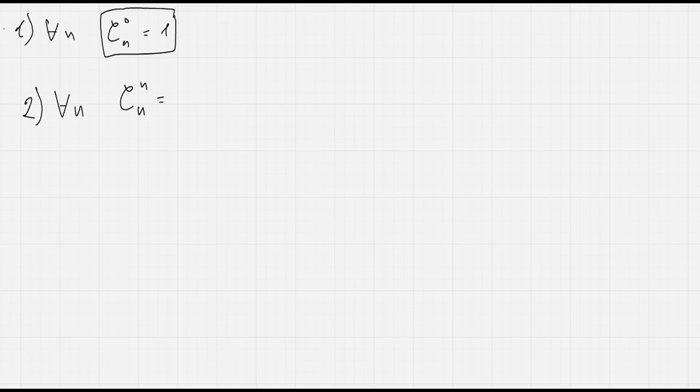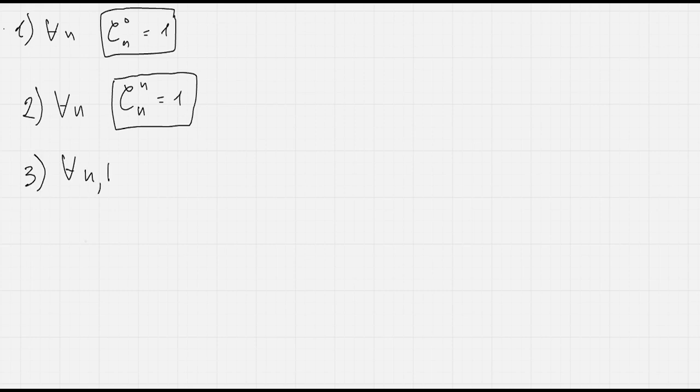Note some patterns. First, for any n, C of n and 0 is equal to 1. Indeed, to select 0 objects from any number of objects, there is only one way, to select nothing. Second, for any n, C of n and n is equal to 1. Indeed, there is only one way to select all objects from all objects.